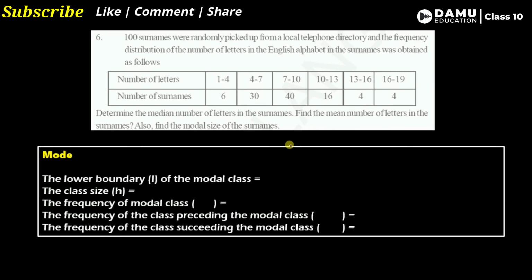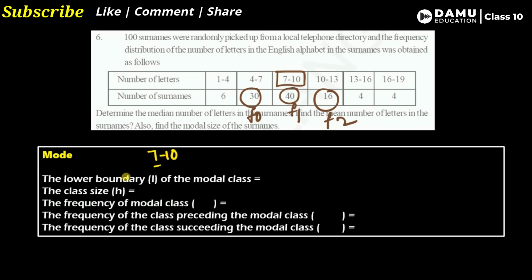We're going to calculate the modal class for this one. Which frequency is the greatest value? That is 40 is the greatest one. So 7 to 10 is the modal class. You can take it as F1. Before this one is F0 and after this class is F2. Let's write the modal class here. What is the modal class? 7 to 10.